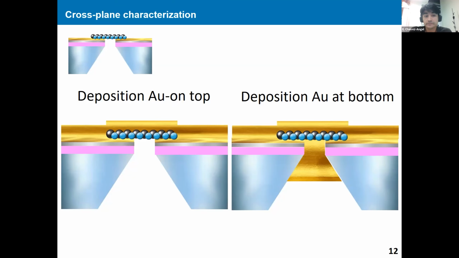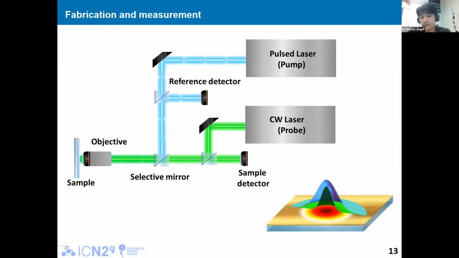of the sample here. And later we deposit around 1 micron of gold at the bottom. In this case, the idea was to use frequency domain thermoreflectance to measure just the cross-plane thermal properties.